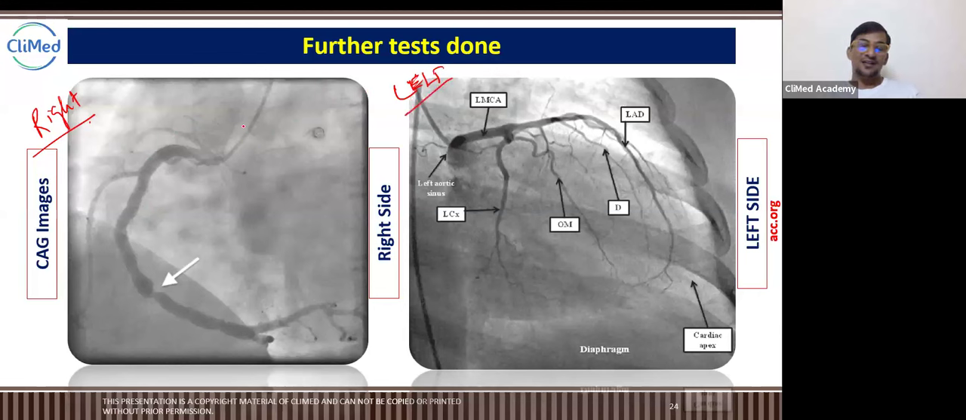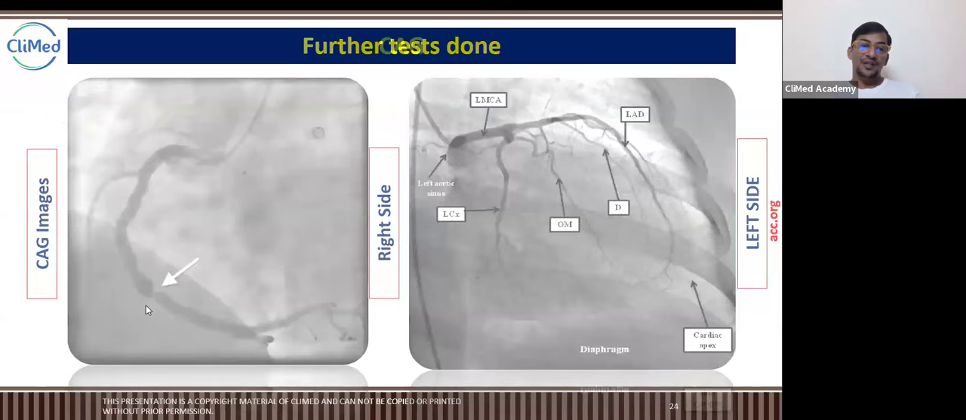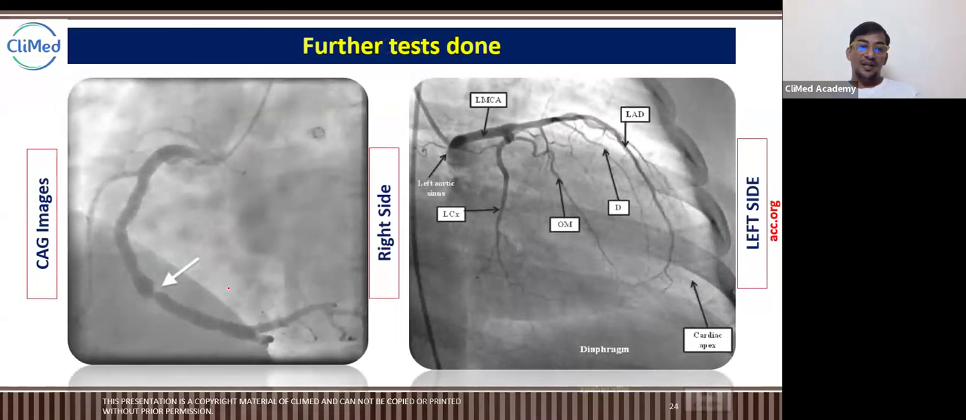So the right side is like this: from here we put the dye, and based on the dye we see. Look at this. This is the RCA, guys, the right coronary artery. In the right coronary artery you can see there is 100% flow. But at the anterior part of the RCA, if you see here, the flow is just 10 to 20%.